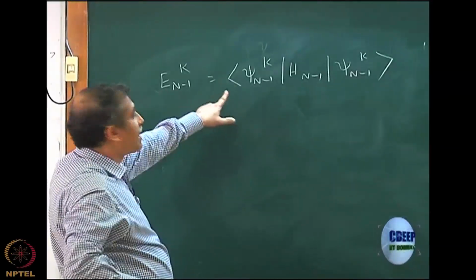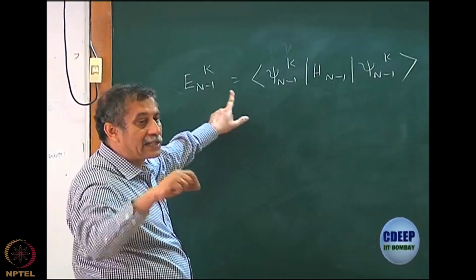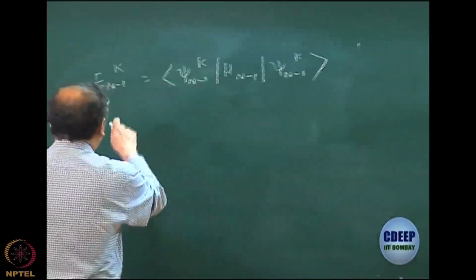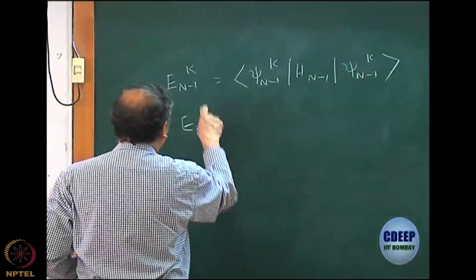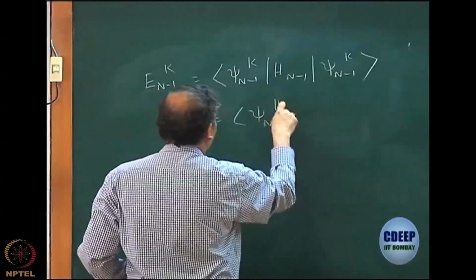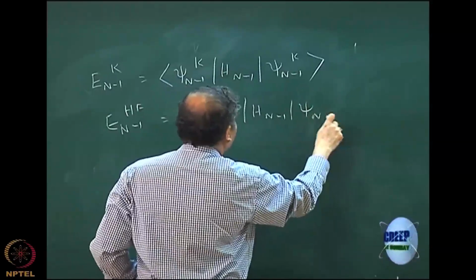So this becomes my E n minus 1 in Koopmans approximation. So I am calling it K. This is not actually E n minus 1 even in Hartree-Fock. What will be n minus 1 Hartree-Fock? If I actually do a Hartree-Fock calculation for psi n minus 1, so I do the n minus 1 electron Hartree-Fock and calculate this, this will become the E n minus 1 Hartree-Fock.